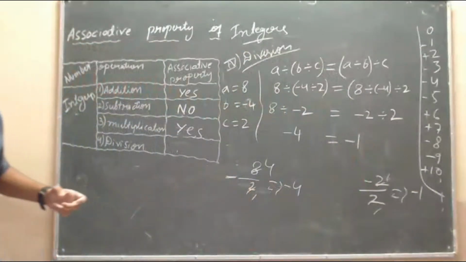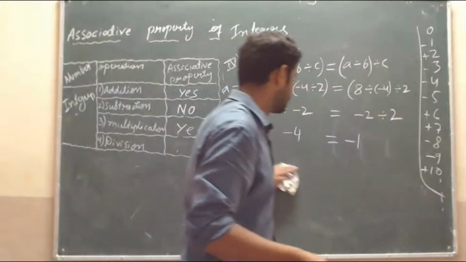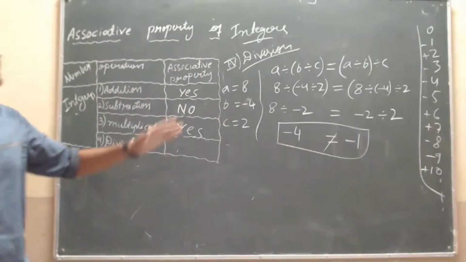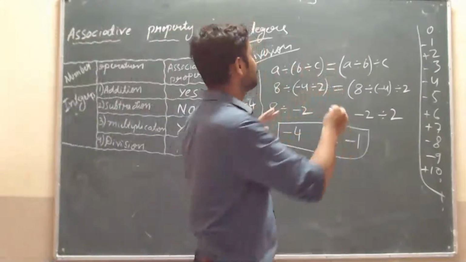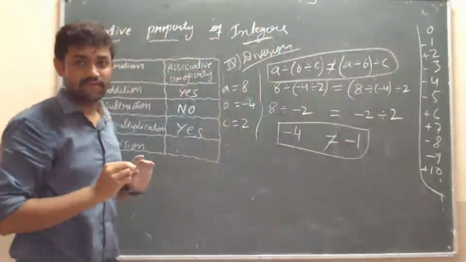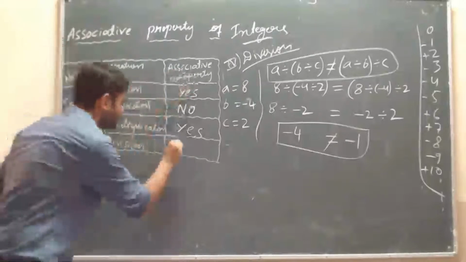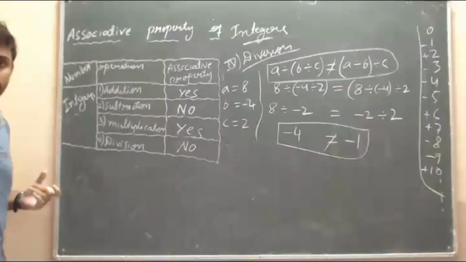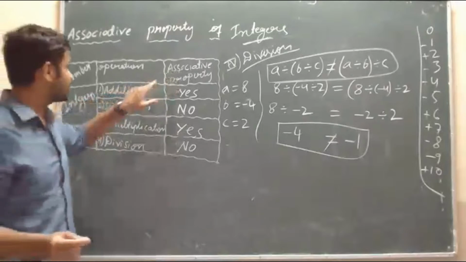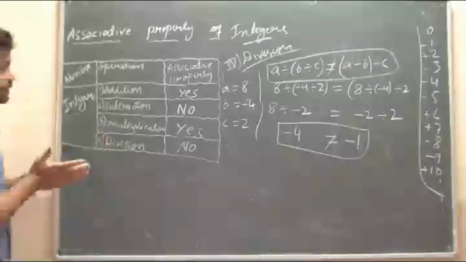Now see whether the RHS side and LHS side are equal. That is -4 is equal to -1? No, sir. That is -4 is not equal to -1. Then the above, that is (A by B) by C is not equal to A by (B by C). For which numbers? For integers. Then we can say that integers are not associative under division. Okay? Yes, no? That is, integers are associative only under addition and multiplication. Okay?